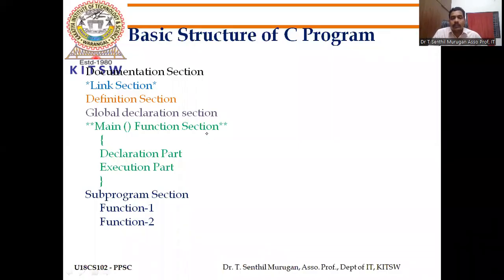The main function is the main program. Then we have to declare some variables and perform the execution part. Whatever variable we declare inside the function is considered a local variable. Just remember, any variable declared inside the function is considered a local variable. Any variable declared outside of the function is considered a global variable. Here we will declare some variables and perform some operations in the main function. This is the C structure.